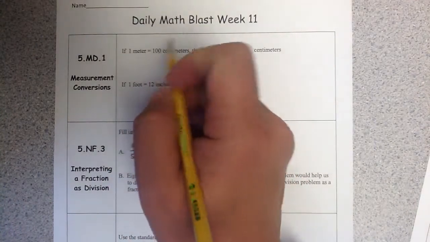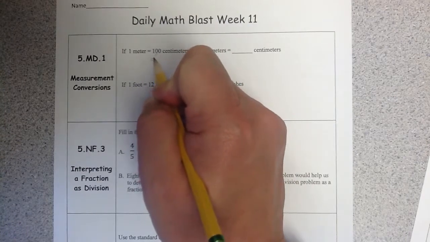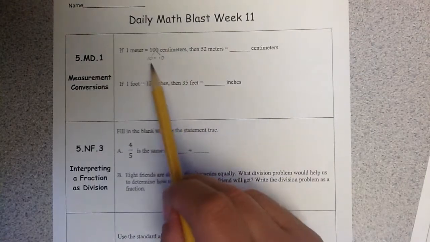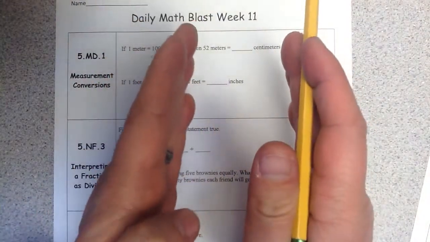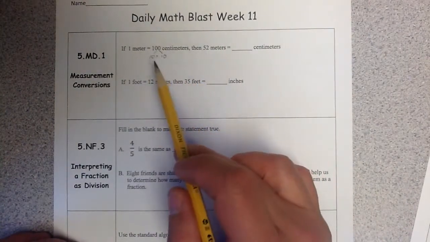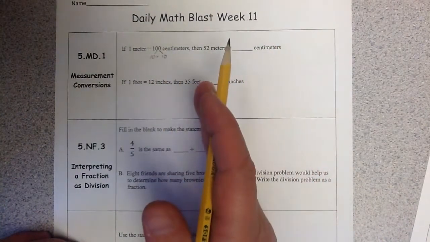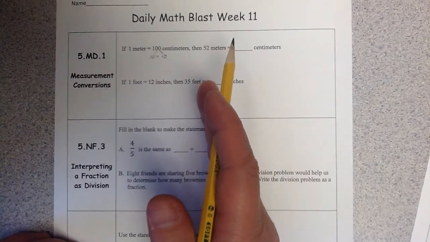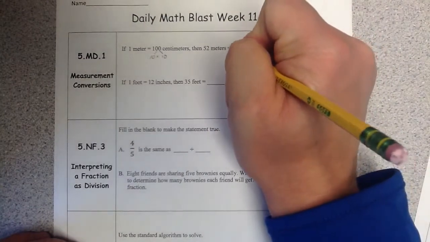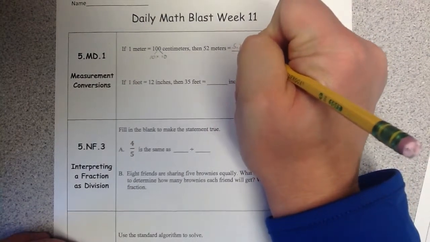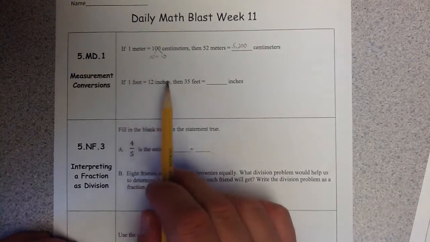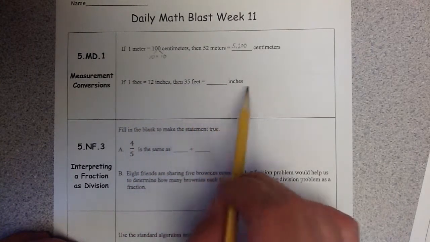Well, we can look at this 100 centimeters as 10 multiplied by 10. Remember, each time we multiply by 10, the digits move or shift one place value over. So when I multiply 52 by 10, it becomes 520. Then when I multiply it by another 10, it becomes 5,200. So 5,200 centimeters.